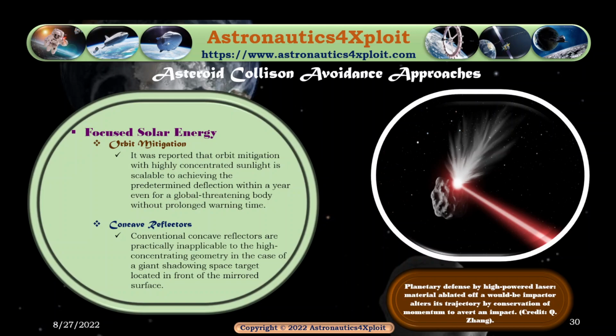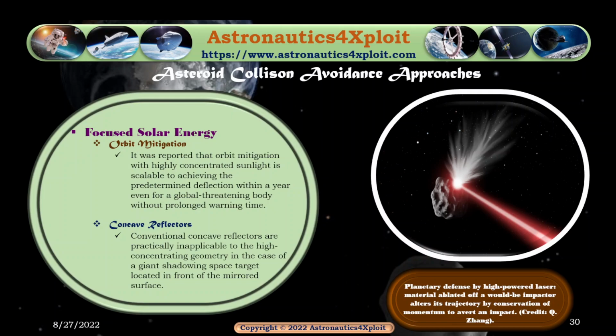It was reported that orbit mitigation with highly concentrated sunlight is scalable to achieving the predetermined deflection within a year, even for a globally threatening body, without prolonged warning time. Conventional concave reflectors are practically inapplicable to the highly concentrated geometry in the case of a giant space target located in front of the mirrored surface.